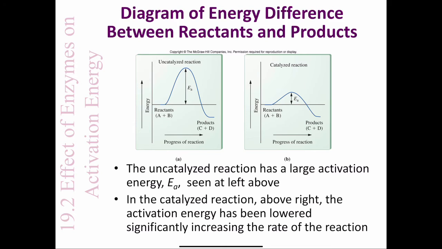So here are two diagrams of the energy difference between reactants and products, shown for an uncatalyzed and a catalyzed reaction. Now notice that the difference in energy between the reactants, or the substrate, and the products is the same in both cases. So this delta E is the same in both of these cases. The same number, same difference in energy. What's changed is the activation energy. You can see in the uncatalyzed reaction, I have a very large activation energy, whereas in the catalyzed reaction, I have a much smaller activation energy, and this is how we increase the rate of reaction significantly.